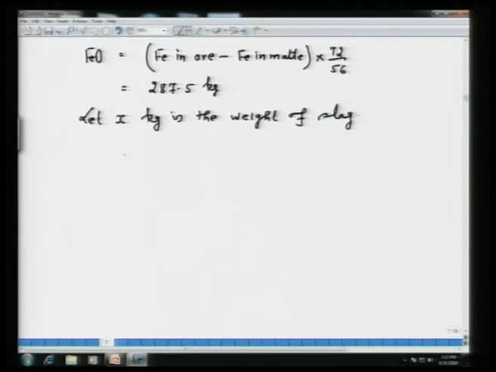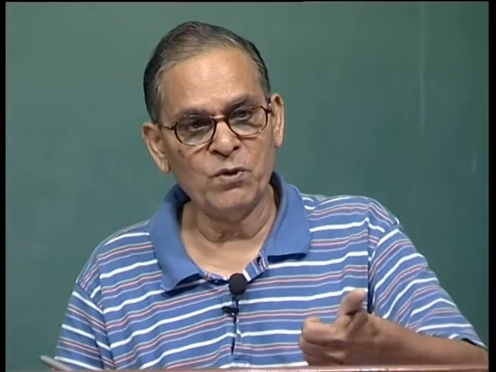Now, then x I can easily find out, that will be equal to 220 plus 287.5 divided by 0.86. So, I get now x that is equal to 590.1 kg, that is the amount of slag. Now, the whole idea of knowing the amount of slag is to determine now SiO2, FeO and calcium oxide.